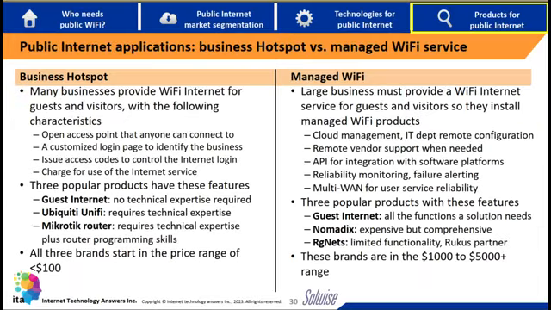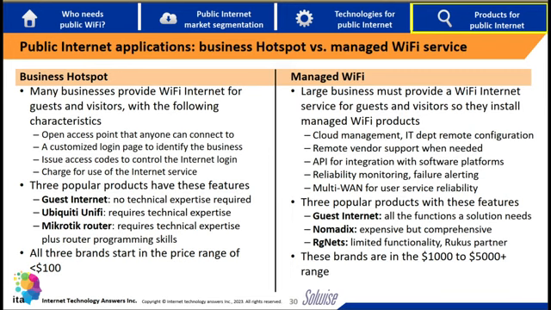So a quick summary of the applications: public internet applications, business hotspots versus managed Wi-Fi. What are the businesses looking for? Well, they want to provide a Wi-Fi service for guests and visitors, and they have a number of requirements. They may want an open access Wi-Fi that anyone can connect to. They may want a customized login page. They may want to issue access codes and maybe even charge for the service. And there are three products that are popular for this: Guest Internet that I mentioned, Ubiquiti UniFi, and MikroTik routers are all used for this.